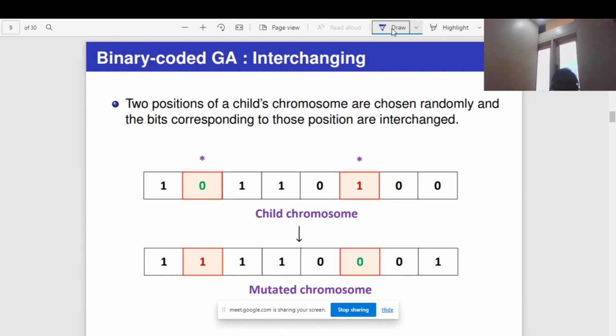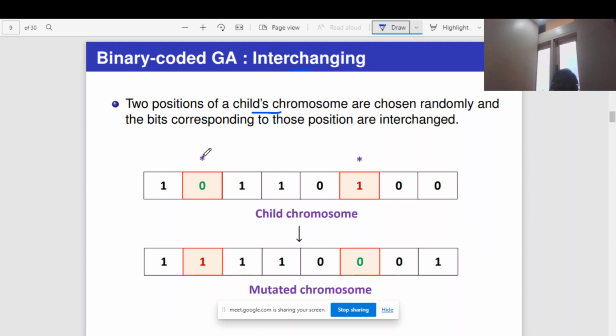So next what we'll be discussing is interchanging. So in interchanging, we select two positions of child chromosomes. Two positions of child chromosomes are chosen randomly. Depending on the length, you just select any two positions randomly and just interchange them. That's it. So here in this chromosome, this is the actual child chromosome. So this position and this position were selected. So they two were interchanged. This 0 goes here and this 1 comes here. That's it. Okay. So sometimes whatever you select may be both 1. In that case there will not be any change. If both zeros also, there will not be any change.